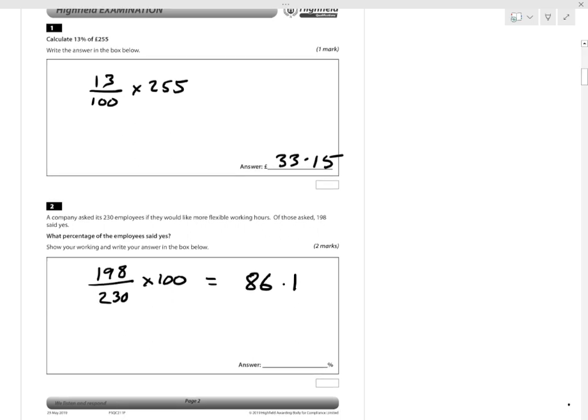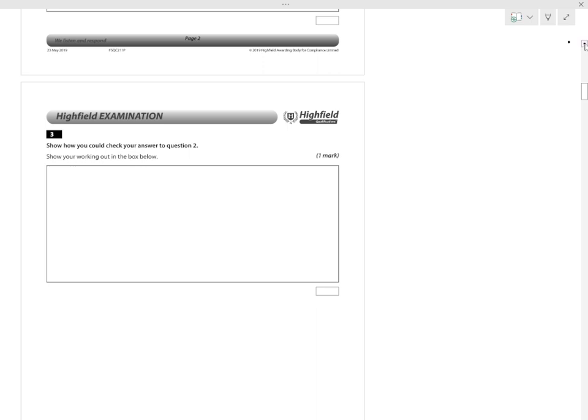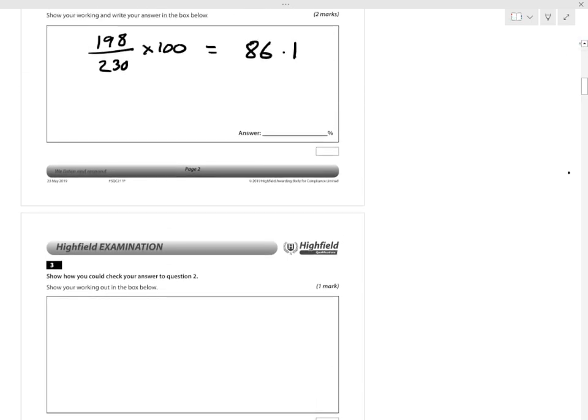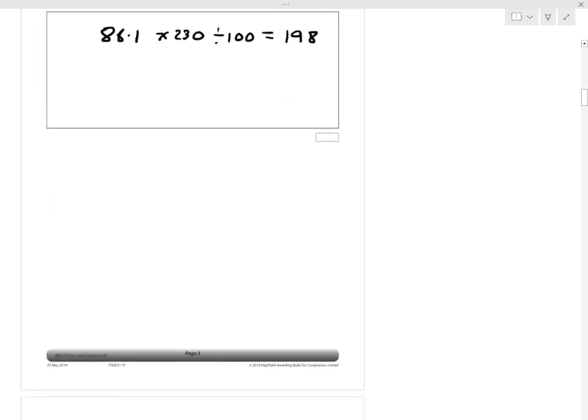Right, okay, next one. Onwards, upwards. Show how you check your answer. So I've got to go and look at the answer again. I go 86.1 times 230 divided by 100 should equal 198. I don't know, they're stupid, these check things. Okay.